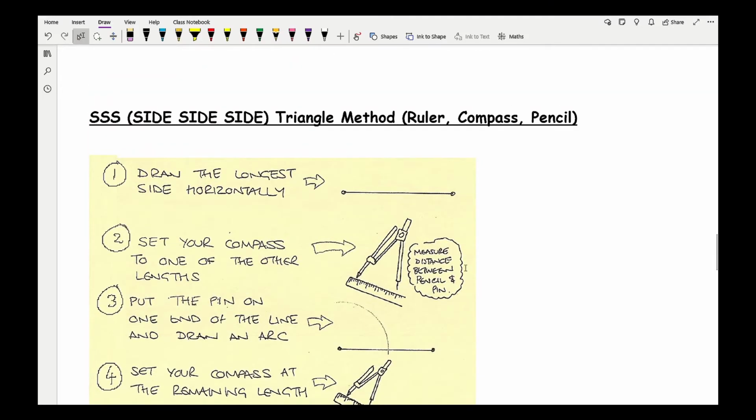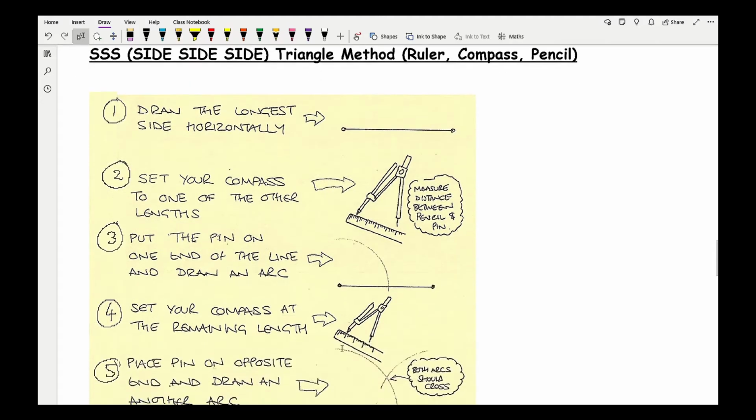Now this is where you're going to need a compass rather than a protractor, because obviously there's no angles involved. So for this, what you need to do is draw the longest line, which obviously does help. Now this is not essential, but I strongly recommend that you do. Set your compass to one of the lengths, and then draw an arc from one end. So you put your pin at one of the ends, and under one of the measurements, you draw an arc.